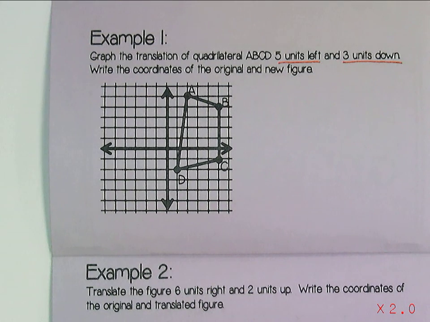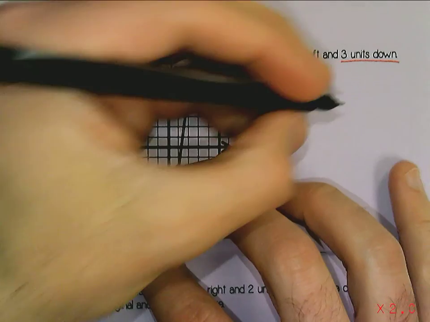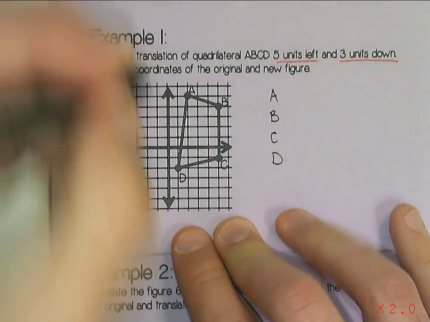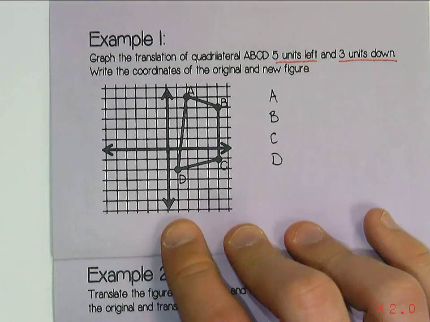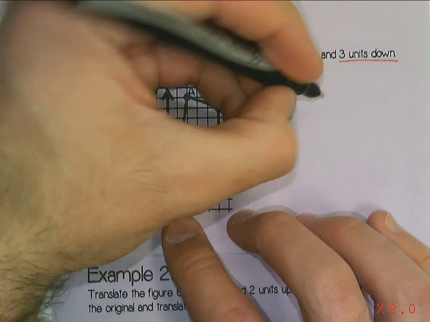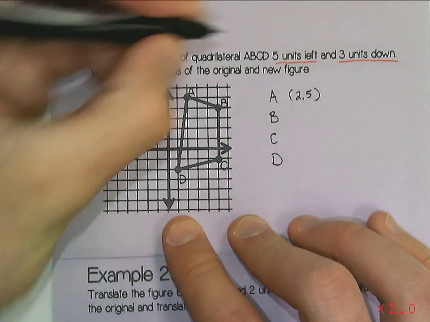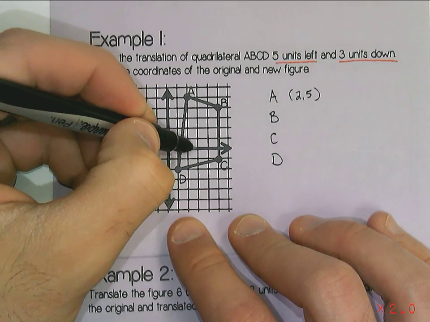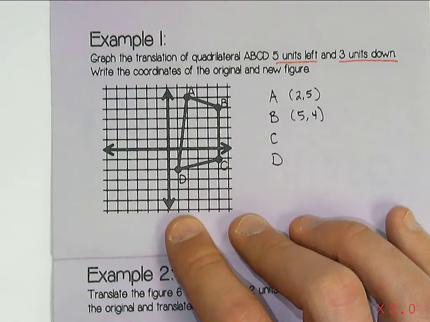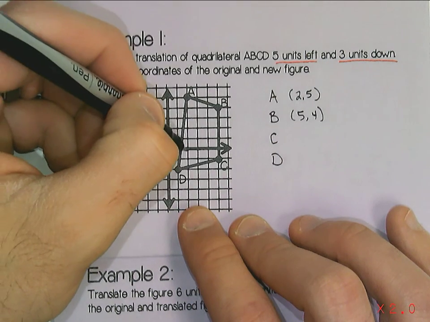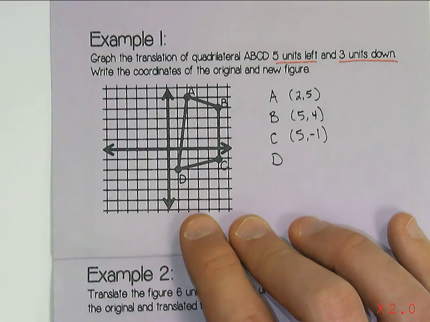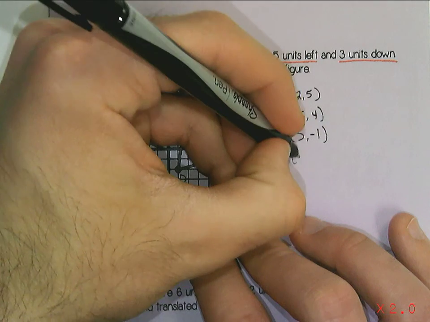So let's go ahead and write the coordinates of the original figure first. So I'll write A, B, C, and D. Point A looks like 2, 5. B is 5, 4. And C is 5, negative 1. And D is 1, negative 2.